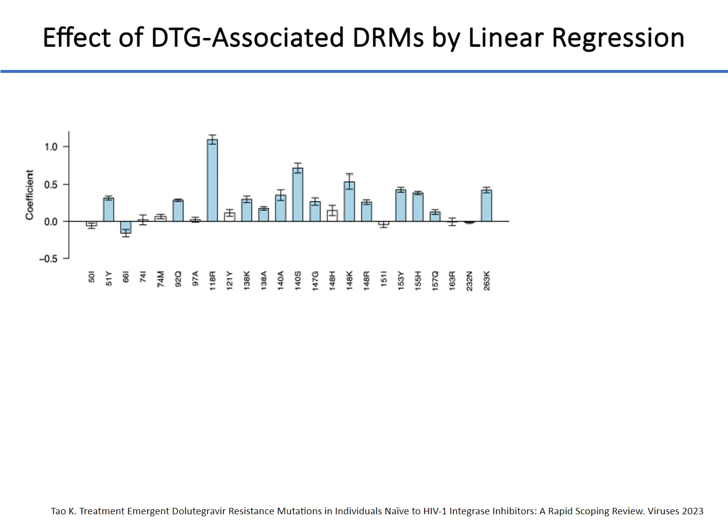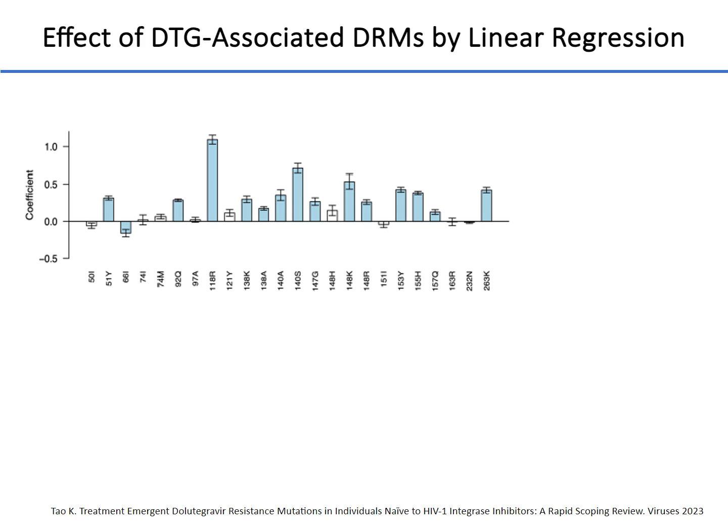Another approach to determining how drug resistance mutations influence drug susceptibility is to create a regression model in which each mutation is an explanatory variable and the fold reduction in susceptibility is the outcome variable. The slide shows which drug resistance mutations are predicted to have the greatest effect on dolutegravir susceptibility. It includes only those 26 drug resistance mutations that occurred in at least 5 isolates in our data set. G118R had the greatest effect.